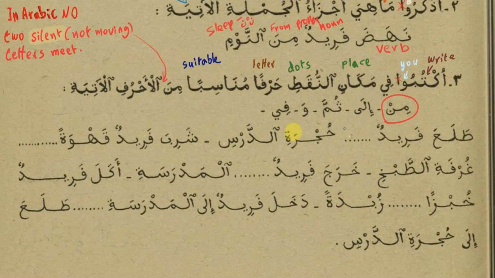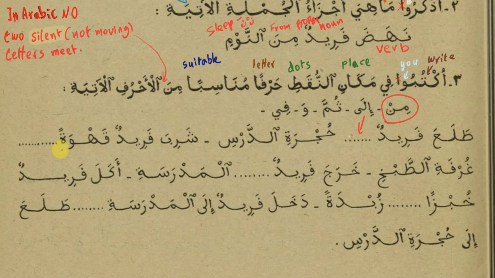So which one of these would you put in there? We know this one is من, so it's not suitable. إلى, which means to, so this would fit in here. طلع فريد إلى حجرة الدرس. So I would put this إلى here, and this will complete this sentence. طلع فريد إلى حجرة الدرس. فريد went up to the room of the study, or the study room. So this is the answer. We put this letter here in these dots, in the dots place here.